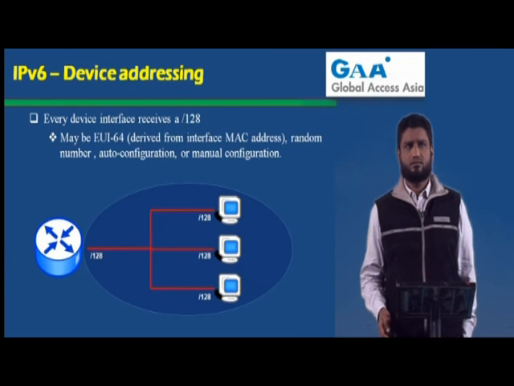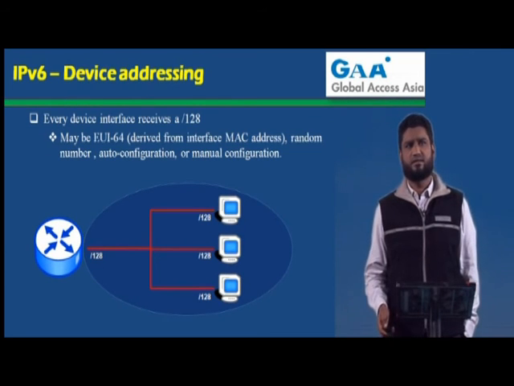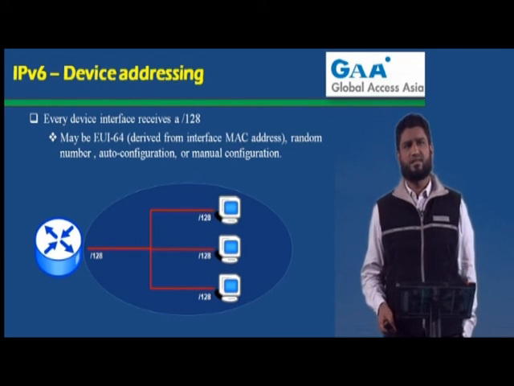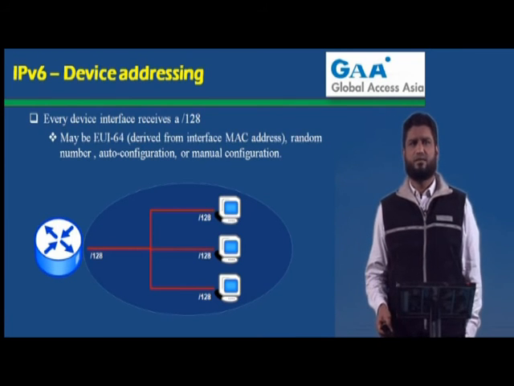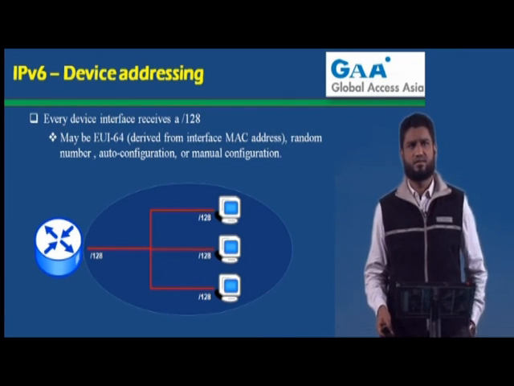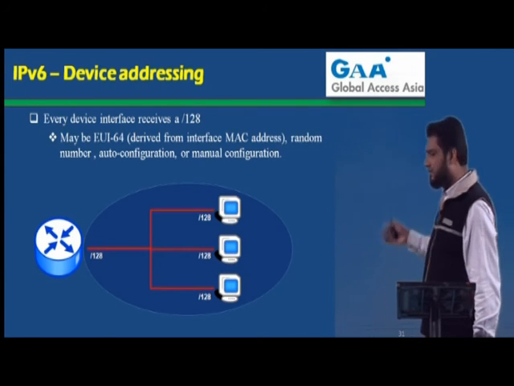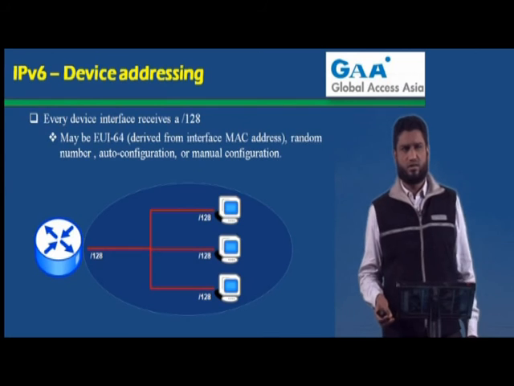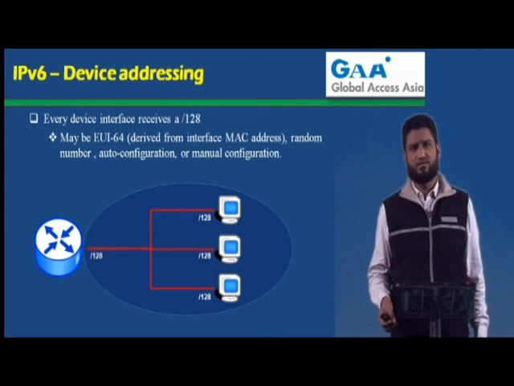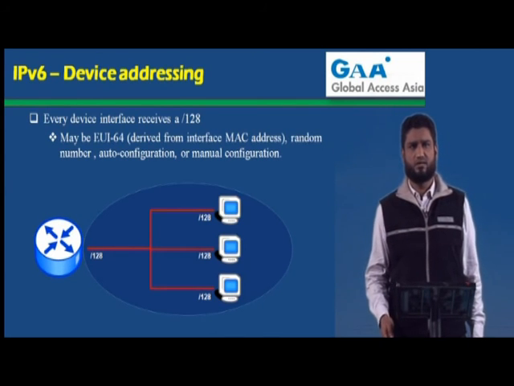IP version 6 device addressing: every device interface receives a /128 address and may be derived from IP addresses, MAC addresses, a random number, auto configuration or manual configurations. Also you can see from the routers here a /128, and it is classified into some workstations as well.